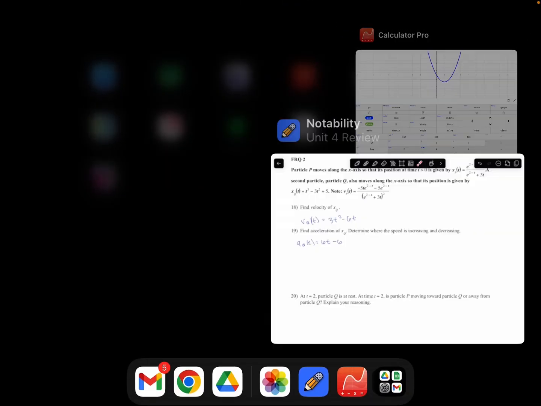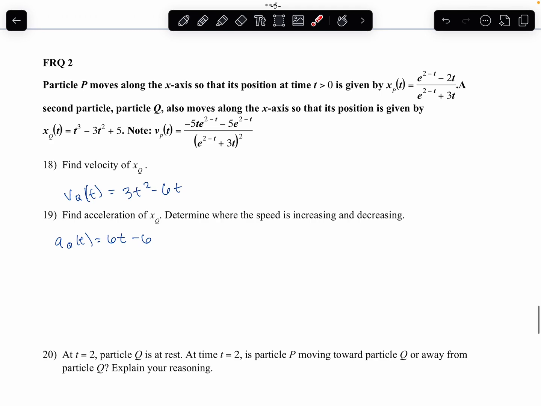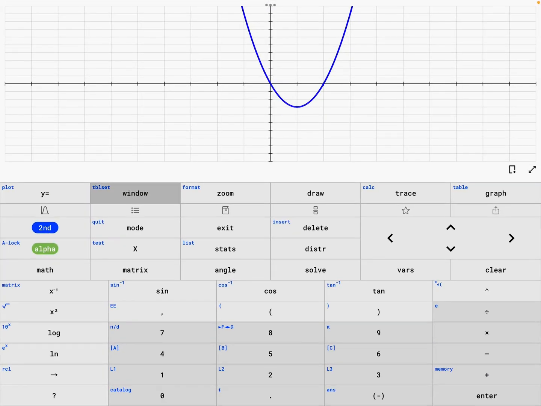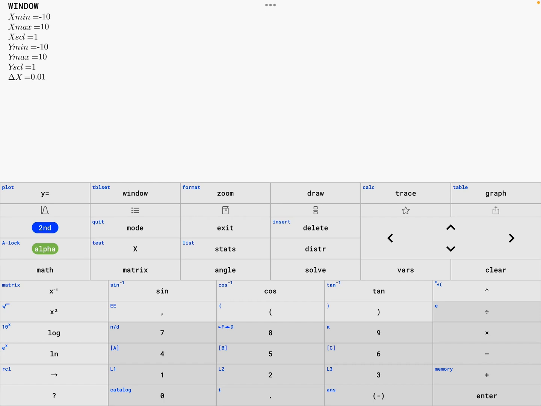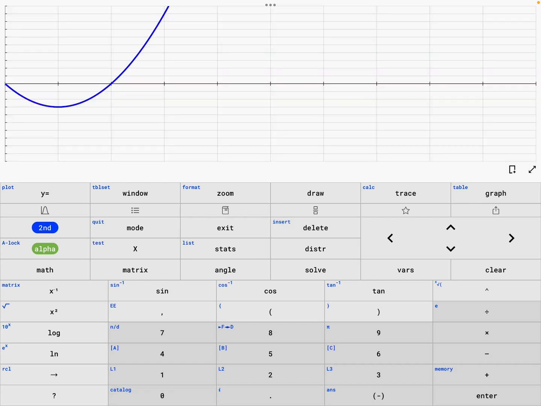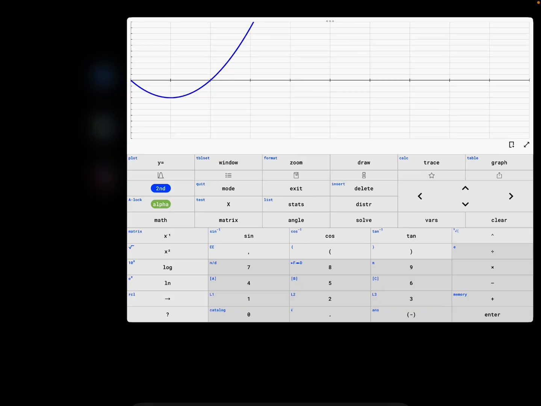Also note that we don't need negative values. We're talking about when t is greater than 0. So if you want to adjust that in your window, for x minimum we'll put 0. And here we can see from this graph that the velocity is going to be negative from 0 to 2, and then it's going to be positive afterwards.